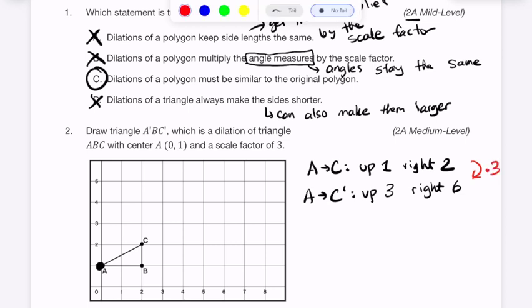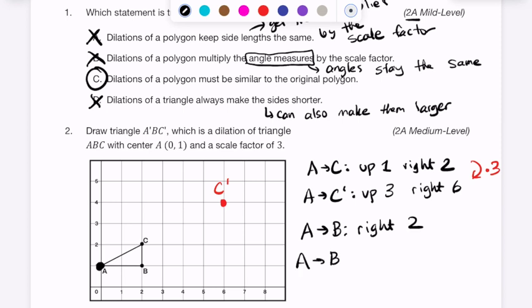Up 1, 2, 3, right 1, 2, 3, 4, 5, 6. And this will be my new C prime. Do the same thing from A, which is again my center, which is why I'm starting with A, to B. To get from A to B, I go right 2. So to get from A to B prime, I take that right 2 direction and multiply by my scale factor of 3. So instead of going right 2, I go right 6. That's going to take me here, and this is going to be my new B prime.